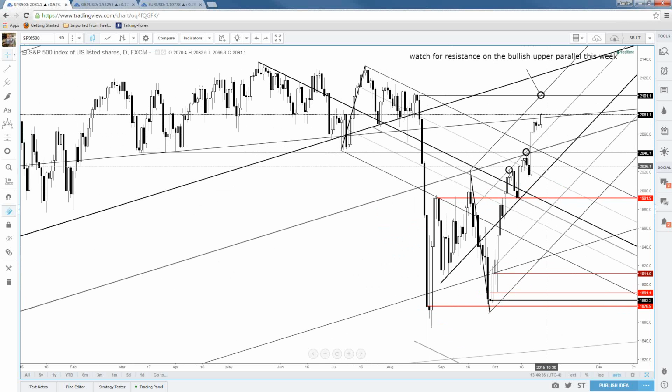And then, of course, the median line. In fact, this is looking more and more likely. If we were to get there, you'd see support.